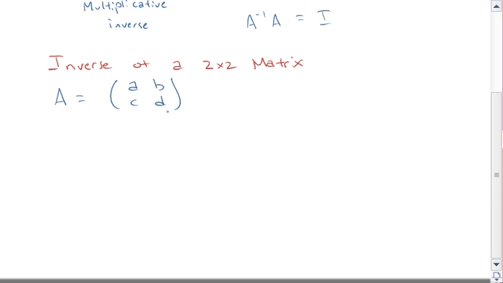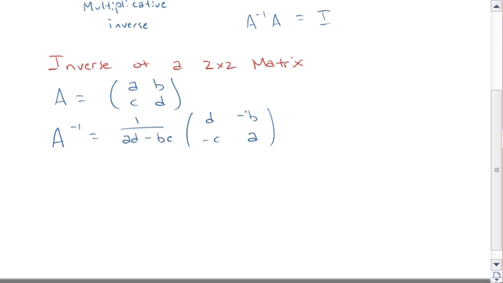We'll do examples later. So if we have this matrix A equals a, b, c, d, the inverse of A is equal to 1 divided by a times d minus b times c. So remember, these things here are just numbers. So this thing out here is just a number. 1 over ad minus bc times the matrix d, negative b, negative c, a.